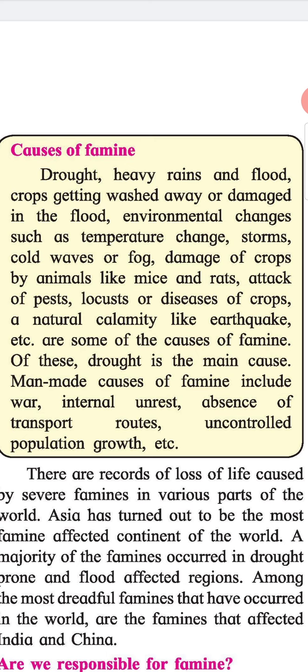Box heading: Causes of famine. Drought, heavy rains and flood, crops getting washed away or damaged in the flood, environmental changes such as temperature change, storms, cold wave or fog, damage of crops by animals like mice and rats, attack of pests, locusts or disease of crops, a natural calamity like earthquakes, etc., are some of the causes of famine. Of these, drought is the main cause. Man-made causes of famine include war, internal unrest, absence of transport routes, uncontrolled population growth, etc.